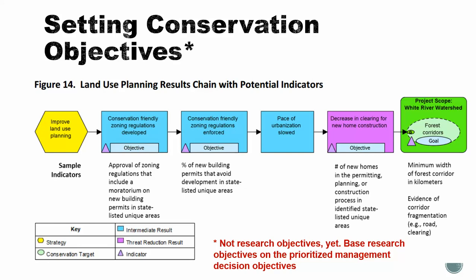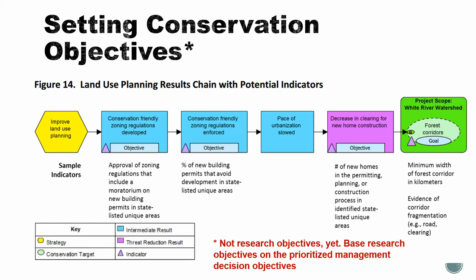So you can also have objectives for these intermediate stages. And so in this case, you're reading from left to right. You're trying to improve land use planning, and if you do so, then you would expect conservation-friendly zoning regulations developed, and the objective there might be approval of zoning regulations that include a moratorium on new building permits in state-listed unique areas, and so on and so forth.